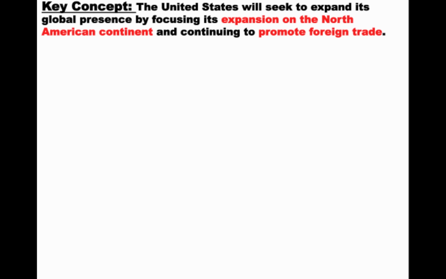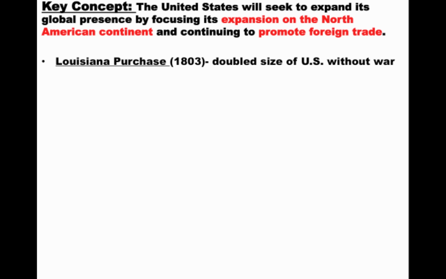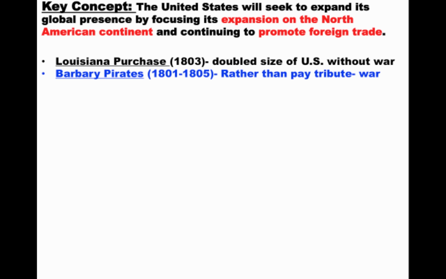Key concept in the APUSH standards: the U.S. will seek to expand its global presence by focusing its expansion on the North American continent and continuing to promote foreign trade. So some highlights for this are, of course, the Louisiana Purchase, already mentioned. Jefferson goes to war rather than pay tribute to the Barbary pirates. He uses the Navy, which he criticized under Adams, to fight the Barbary pirates. The War of 1812 preserves our neutrality.